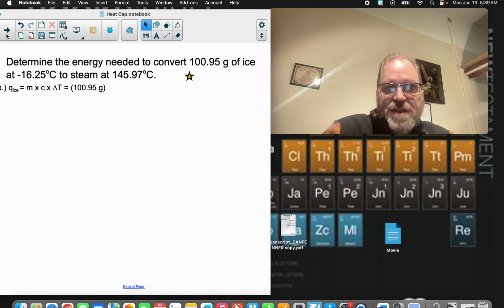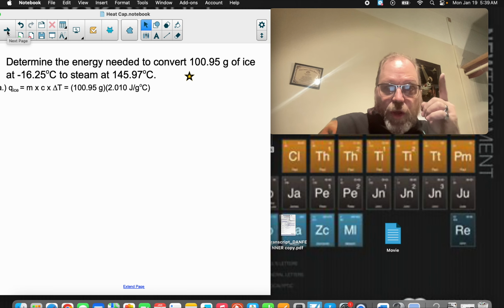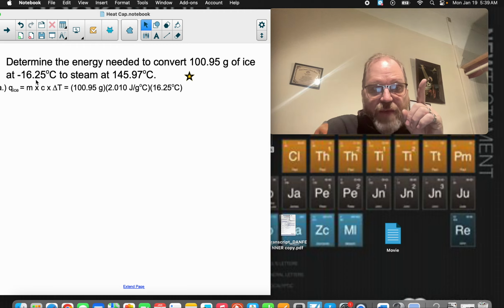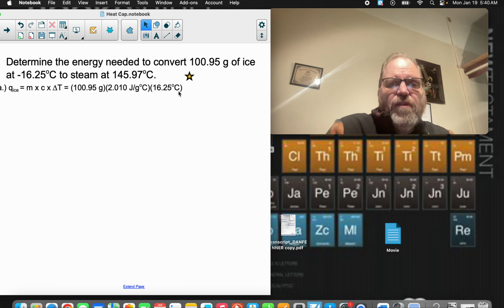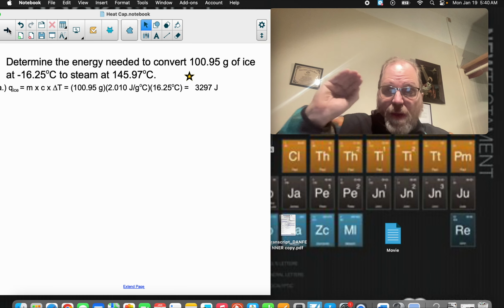What's my mass here? My mass is 100.95 grams. Heating the ice up, the specific heat is 2.010 joules per gram degree Celsius. And we're going from negative 16.25 to 0. So we have 100.95, 2.010 joules per gram degree Celsius, 16.25. My grams cross out, my degrees Celsius cross out, and I'm left in joules. 5 sig figs, infinite, 4 sig figs. The answer is going to be 3,297 joules.